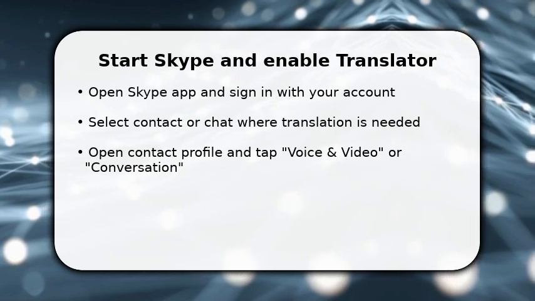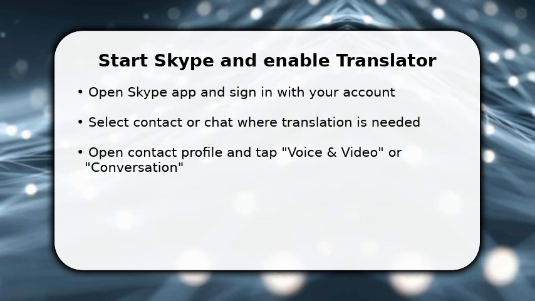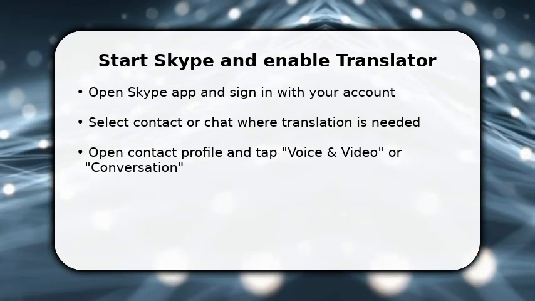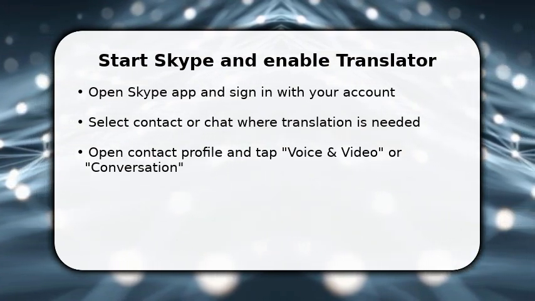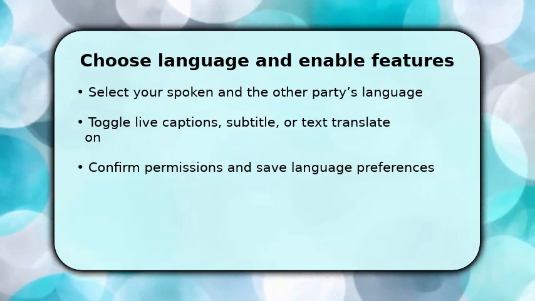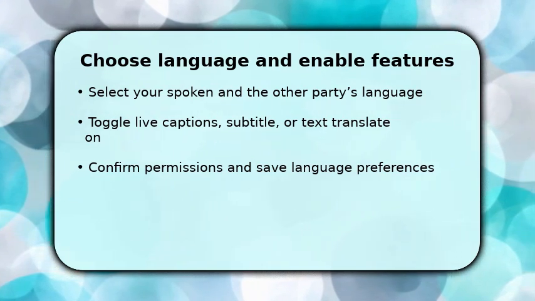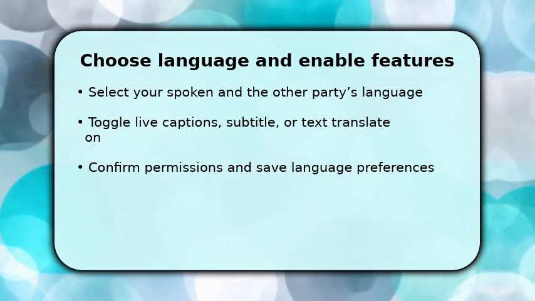You're doing this now to attach translation permissions to that chat, so the feature appears in call or in chat without later interruptions. Now choose the languages. Set the language you speak and the language you want the other party's words displayed in. Once selected, toggle live captions for calls or enable text translate for chat messages. These options cover voice and text scenarios.